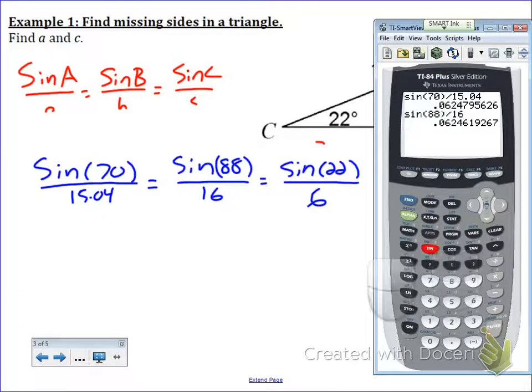And then last but not least, we can check sine of 22 divided by 6. And again, it's really close. Not exact, but it's really close. So you see all 3 ratios here, and they're all close, which means I have my 3 sides.